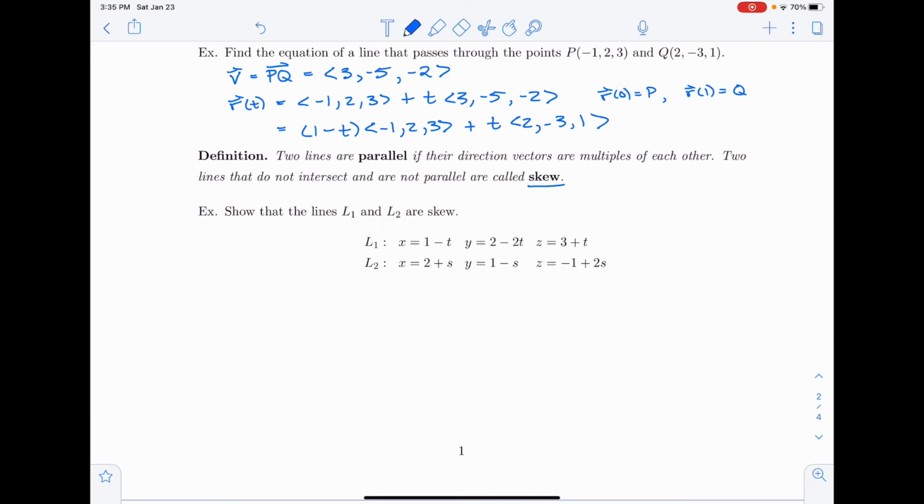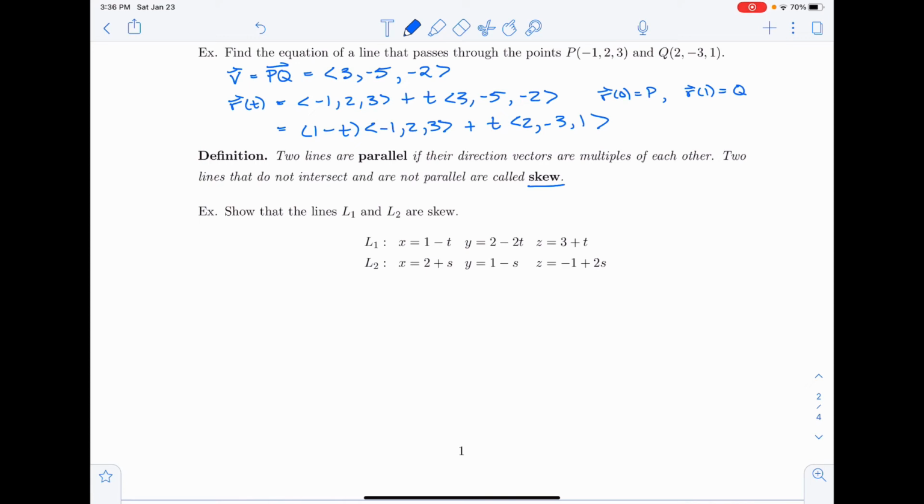But first, I want to look at these 2 lines, L1 and L2, and I want to show that they are skew lines. Okay, so L1 is going to be x = 1 - t, y = 2 - 2t, and z = 3 + t. And then L2, I'm going to use the variable s instead of t to distinguish the two. So that's going to be x = 2 + s, y = 1 - s, and z = -1 + 2s.